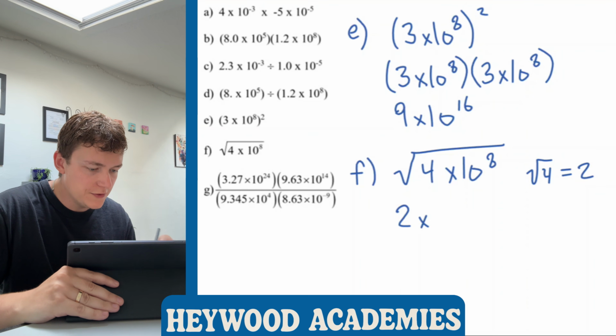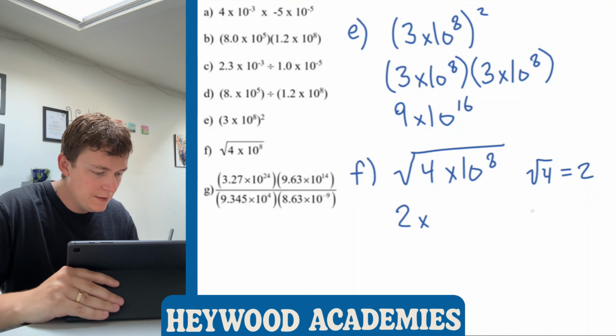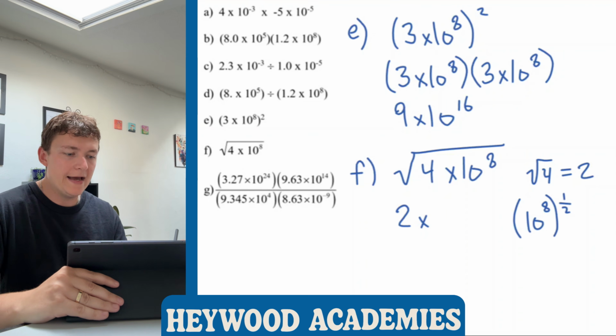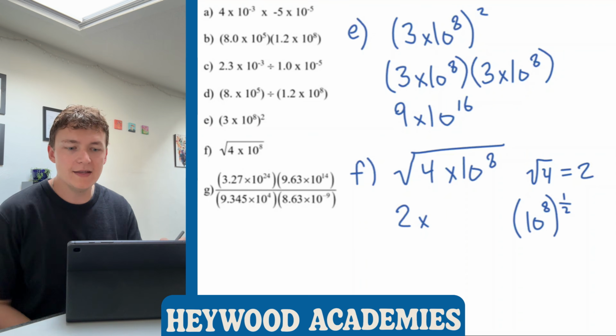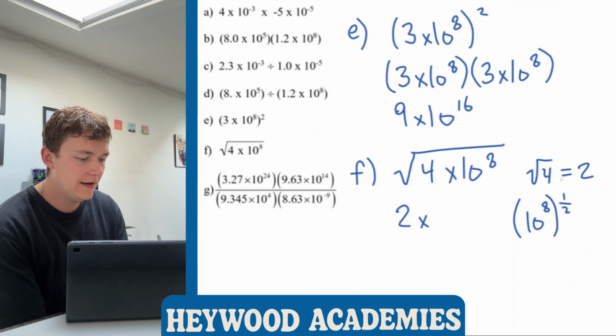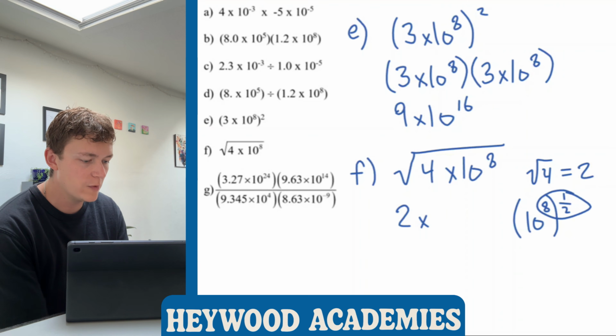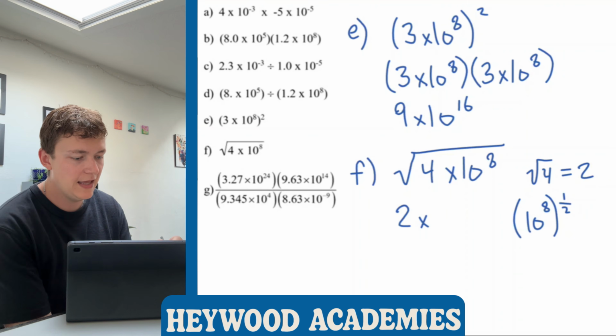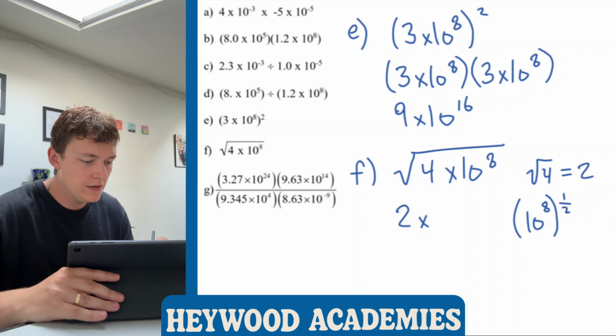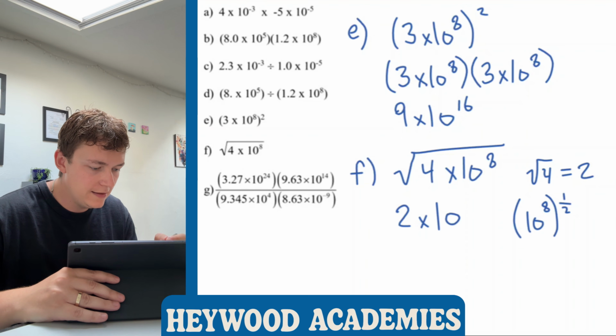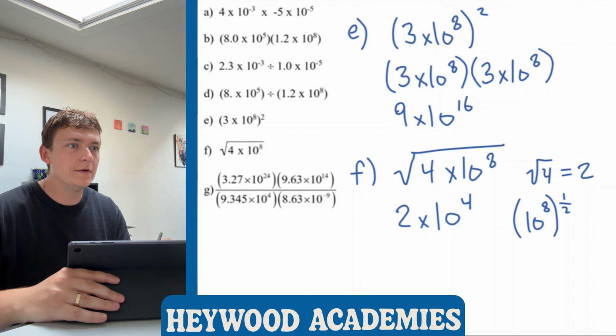And then the square root of 10 to the power of 8, we could write that as a fraction instead of a square root. So we could write it like this, to the power of 1/2. So square root is the same thing as taking the power of 1/2. And then if we use that little trick that we just learned before where we multiply those two numbers together, 8 times 1/2 gives us 4. So we can write 10 to the power of 4.